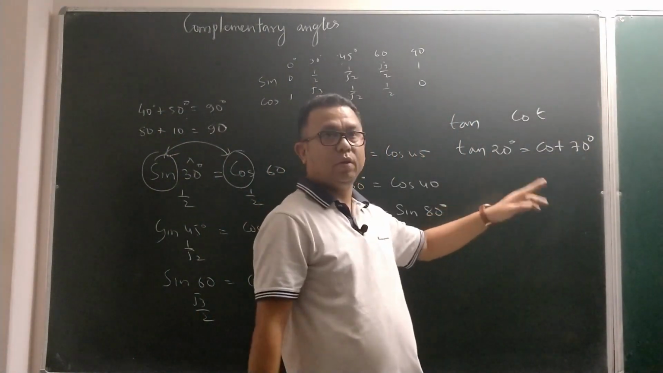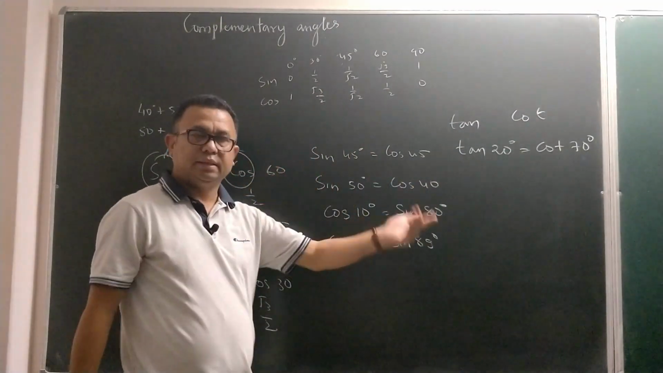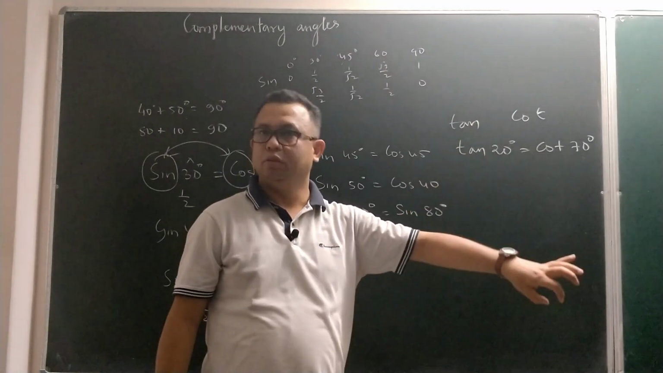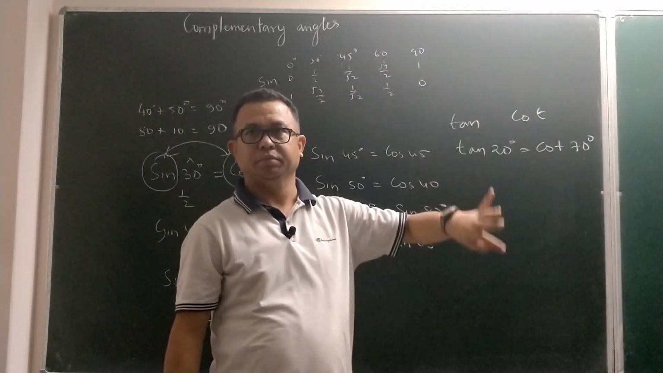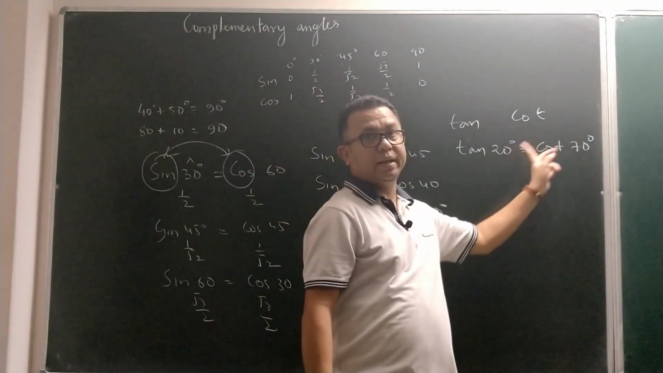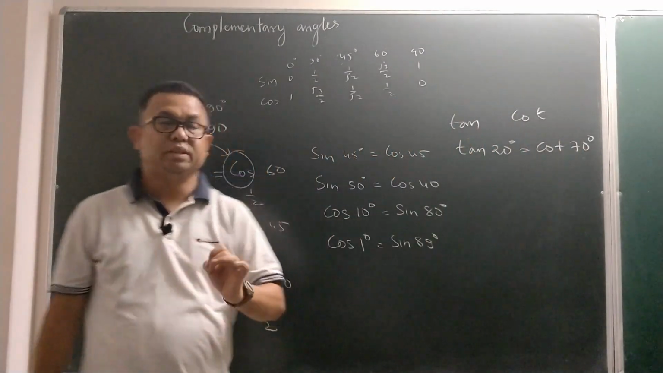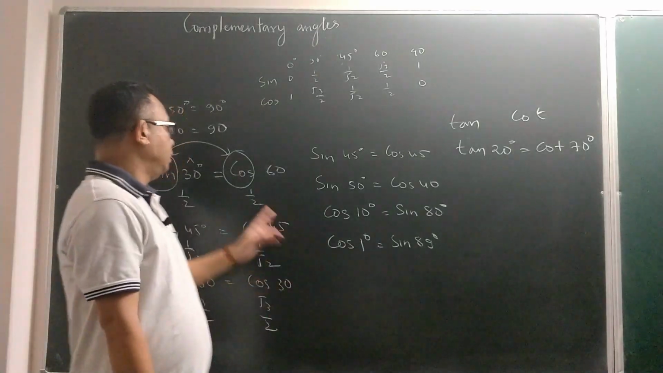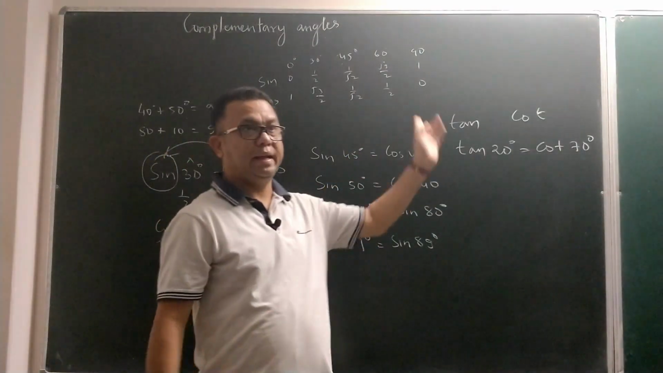What we did with sine and cos, the same thing we can do with tan and cot also. Cot can be changed into tan, tan can be changed into cot. So again it is reversible, and again the total must come to 90. One thing you have to keep in mind, the total of these angles must be equal to 90. Then sine and cos are complementary, tan and cot are complementary.